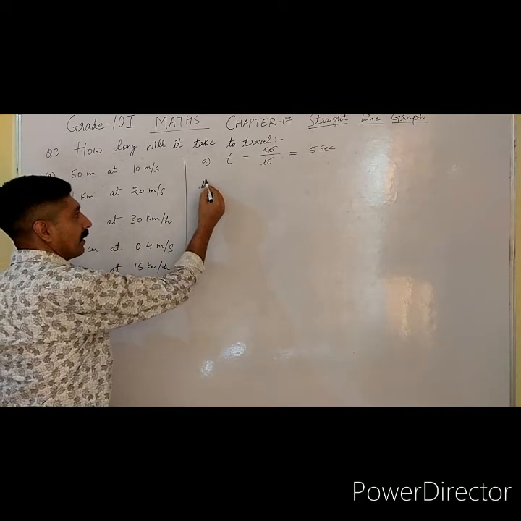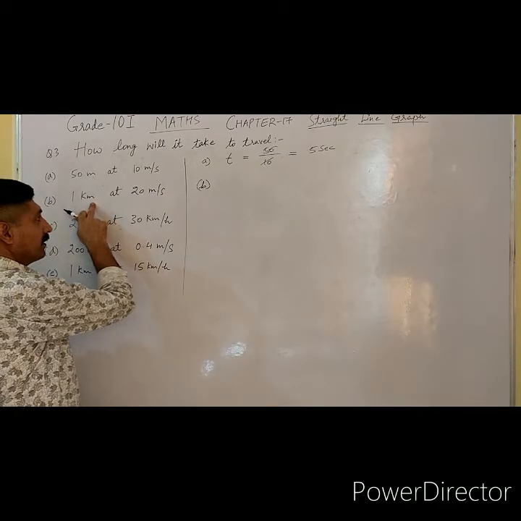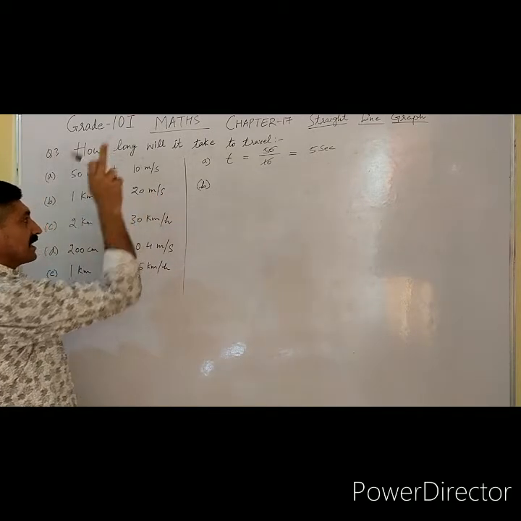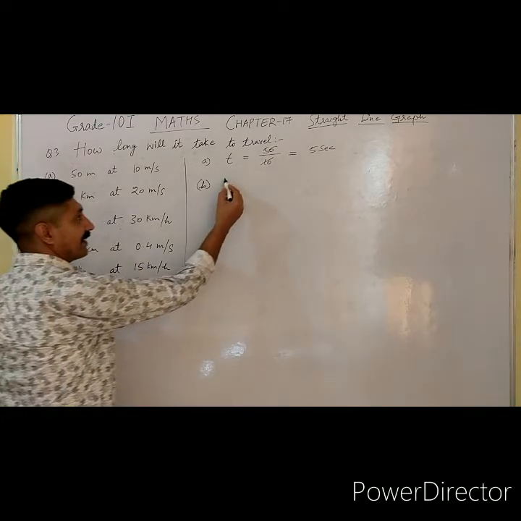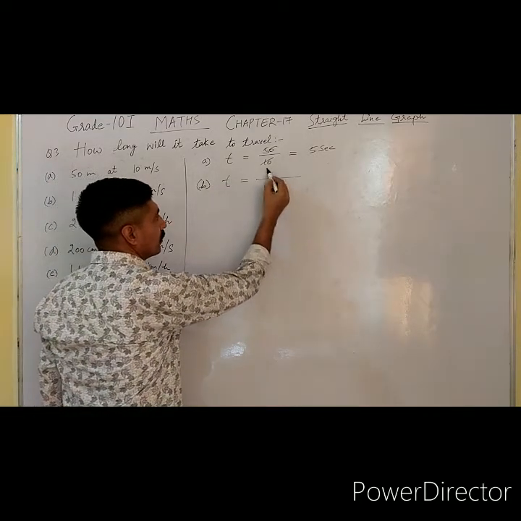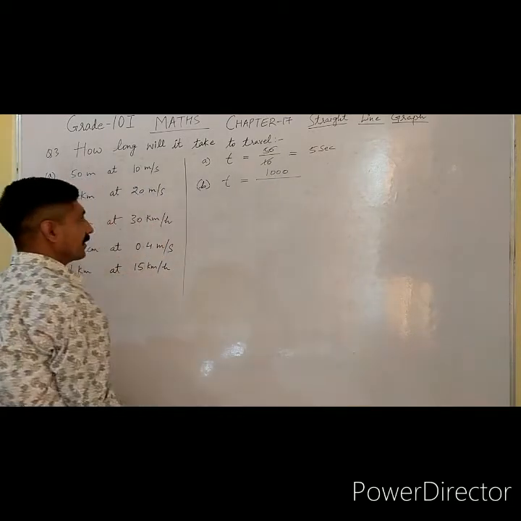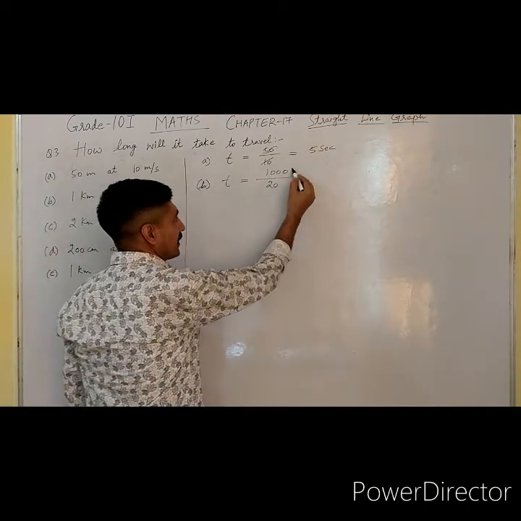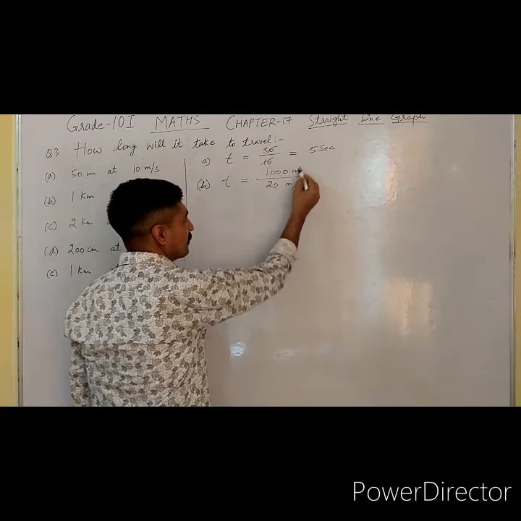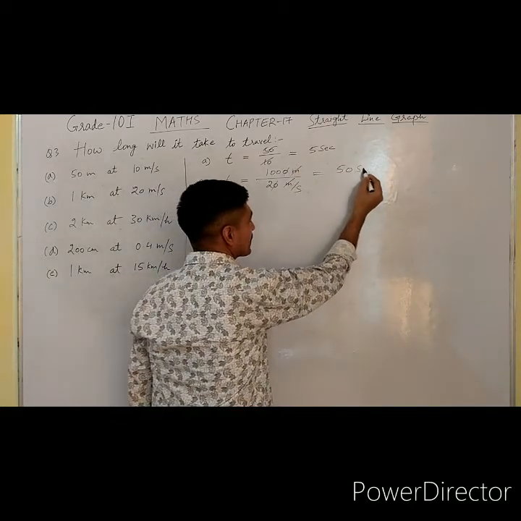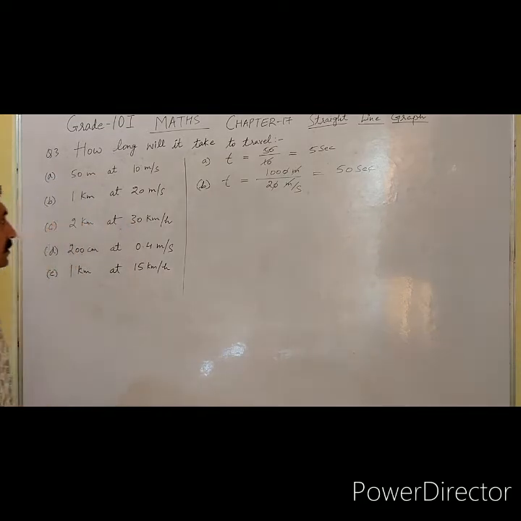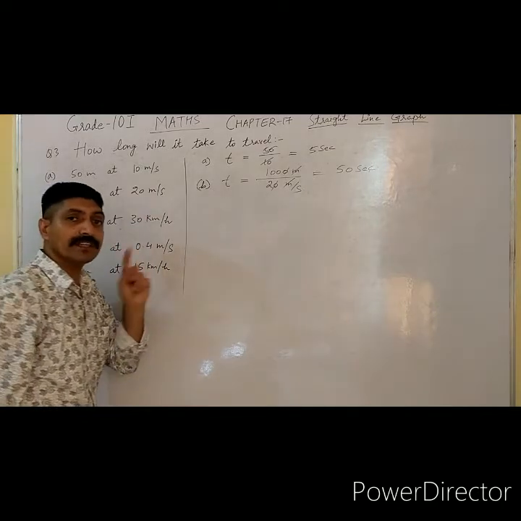Now the B part, we have 1 kilometer at 20 meters per second. Here the unit is kilometer, so we need to change it into meters. So the time taken is equal to 1 kilometer, which is 1000 meters, upon 20 meters per second. Meter and meter get cancelled. So here we have 50 seconds. So in 50 seconds with this speed, the object will travel 1 kilometer.